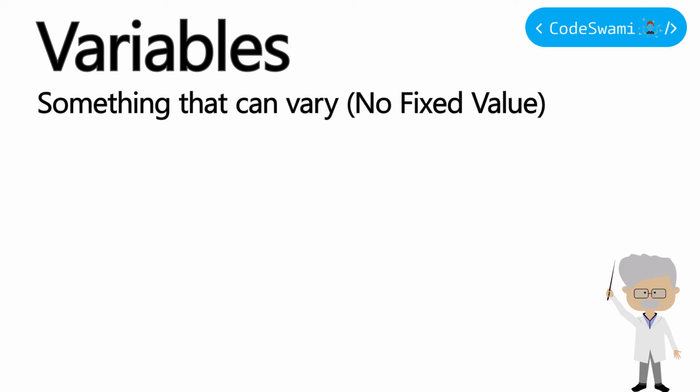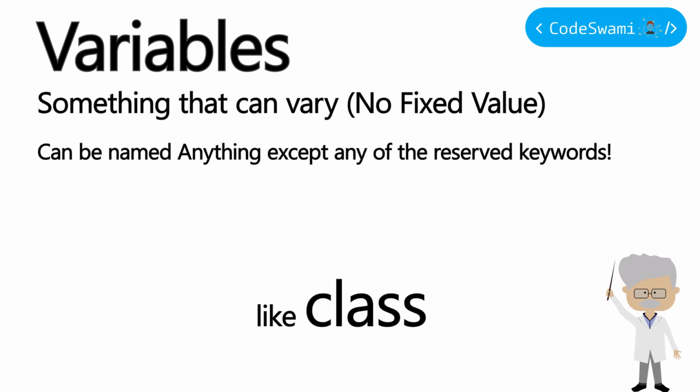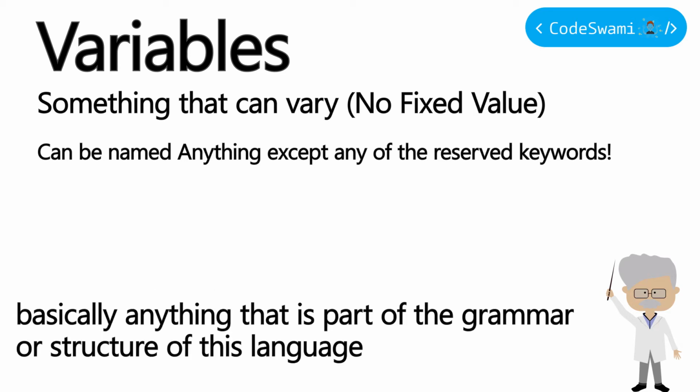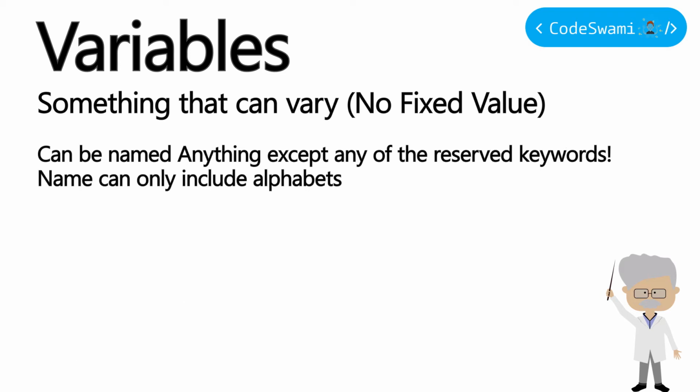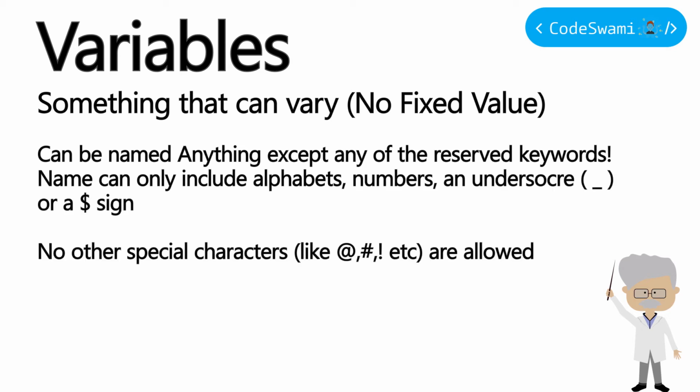In Java, variables can be named anything except any of the reserved keywords like class, static, public, or anything like that. Basically, anything that is part of the grammar or structure of this language cannot be used as a variable name. The name can only include alphabets, numbers, an underscore, or a dollar sign. No other special characters are allowed, and the name cannot start with an underscore or a dollar sign.